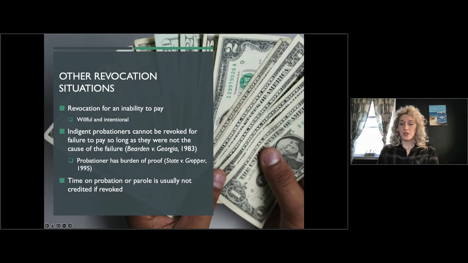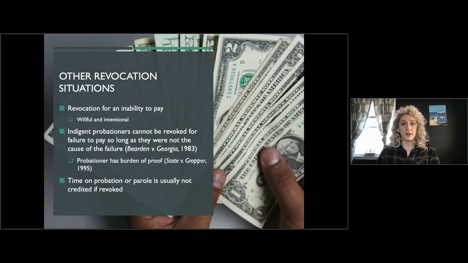So other situations that we can have for revocation are an inability to pay. However, for an offender to have their probation revoked due to not paying, it must be willful and intentional. For example, an indigent probationer cannot have their probation revoked as long as they weren't the cause of the failure to pay.